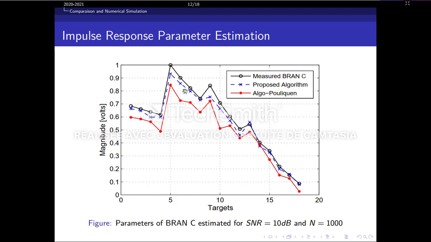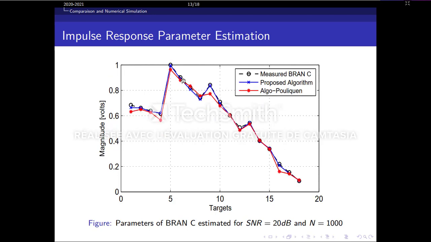Figure 2 shows the estimation of the channel impulse response as a function of the number of taps for a data length equal to 1000 and for an SNR equal to 10 decibels. The impulse response is estimated with good precision using the proposed algorithm, but shows some fluctuation if we use the polynomial algorithm.